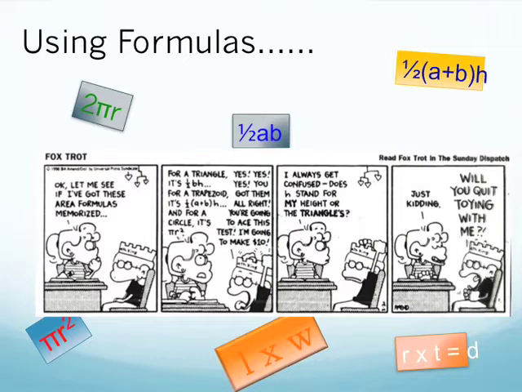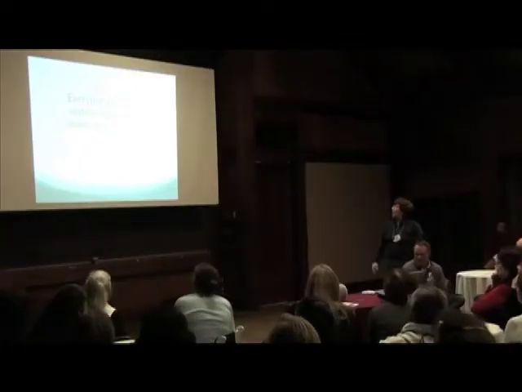Okay, let me see if I've got these area formulas memorized. For a triangle, it's 1/2 bh. For a trapezoid, it's 1/2 the quantity a plus b times h, and for a circle, it's pi r squared. Yes, you've got it. Now I'm going to make $10 because you're going to pass the test. But I always get confused. Does the h stand for the triangle's height or my height? And I think we do that.